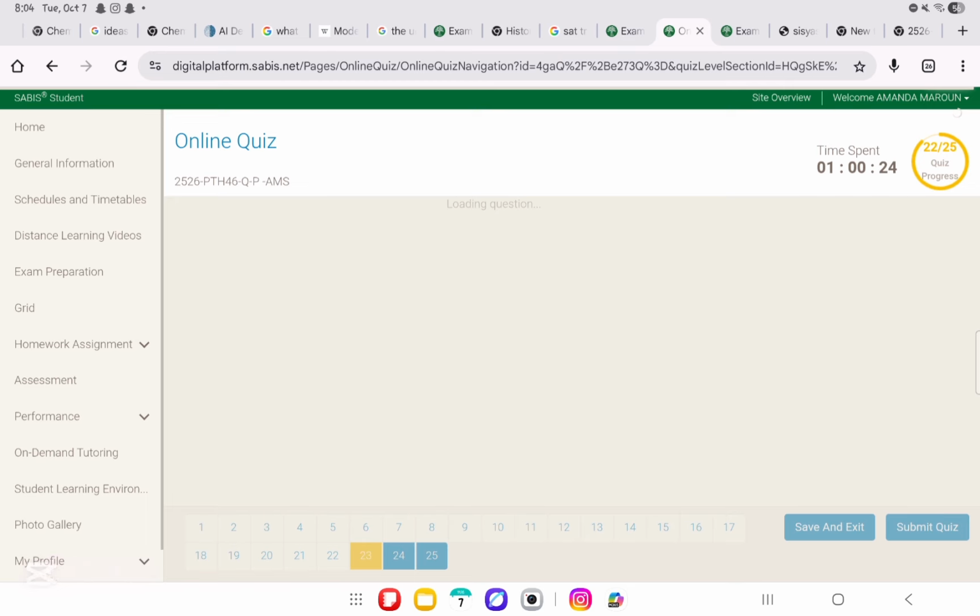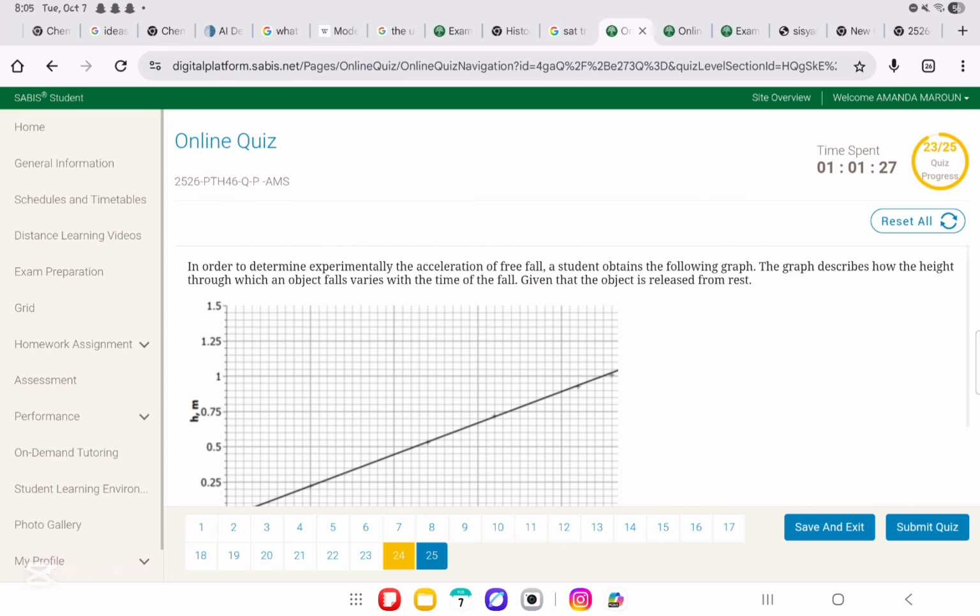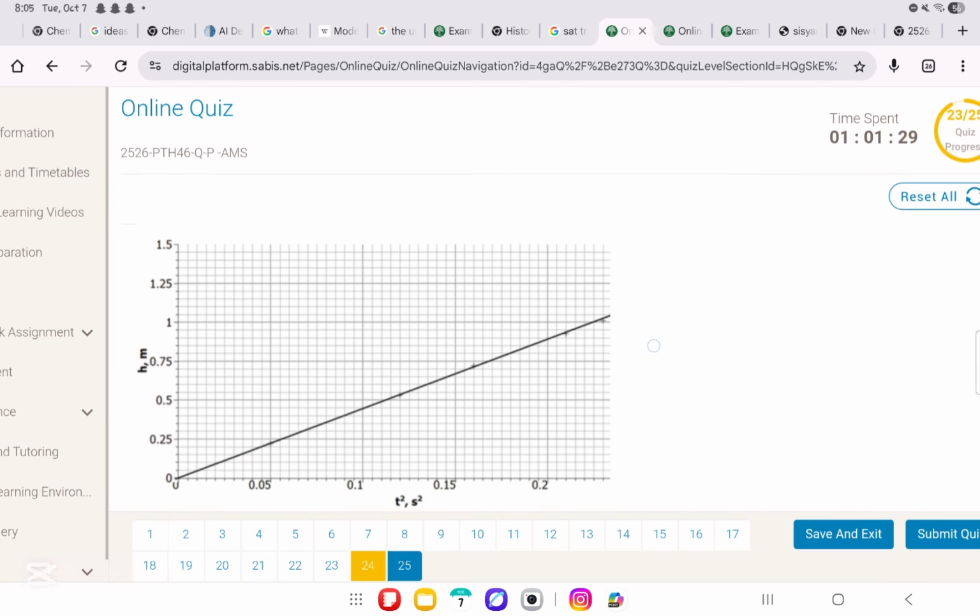Question number 24. It's a very, very important question. They told us that based on the student's data, what's the value of free fall acceleration? Knowing that the y-axis is given to us in meters, meaning that this is delta x. And they gave us the time squared. And if you read, of course, you guys are supposed to read in the exam as well.